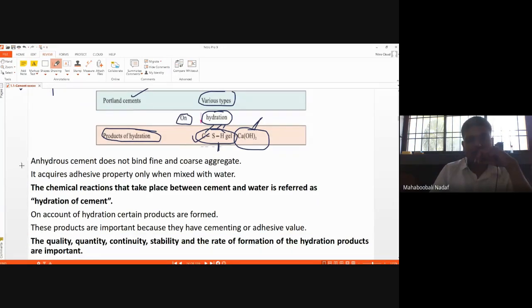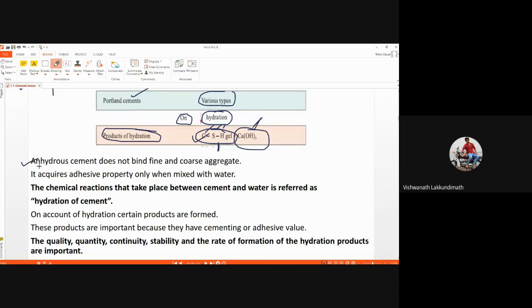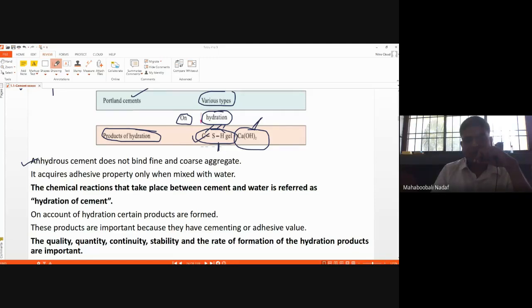Anhydrous cement does not bind with fine and coarse aggregate. Anhydrous means what? Without adding water. If you put dry cement with bricks, dry cement with stone, does it have a binding property? Can anyone tell me? Whether it is going to bind the products? No, sir. Okay. So here anhydrous means no water. Dry cement does not bind the fine and coarse aggregate.